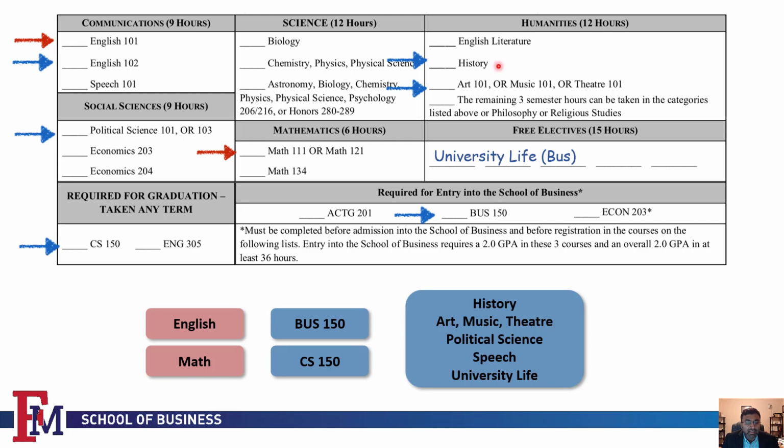Go ahead and take a history class, art, music, theater, speech, or political science. These classes don't have any prerequisites. Please make sure you are in University Life Business for a 1-hour course, and that's required for all freshmen. So as a freshman, in your first semester, you will be taking 15 to 16 hours of coursework.